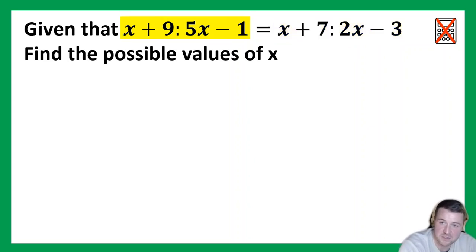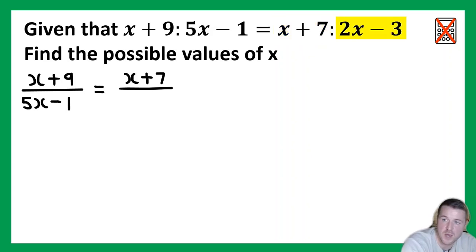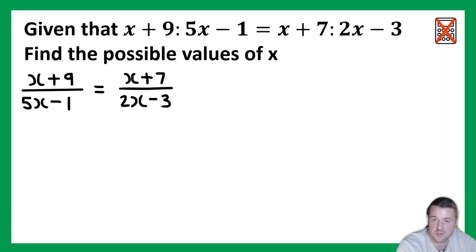So writing the left-hand side as an algebraic fraction, putting x plus 9 as the numerator and 5x minus 1 as the denominator means this would be equal to x plus 7 as the numerator and 2x minus 3 as the denominator. Slightly different to the equations where we had to add or subtract to find a single fraction. We already have a single fraction on the left-hand side and the right-hand side, so we just need to multiply through by both of the denominators to eliminate the denominators.